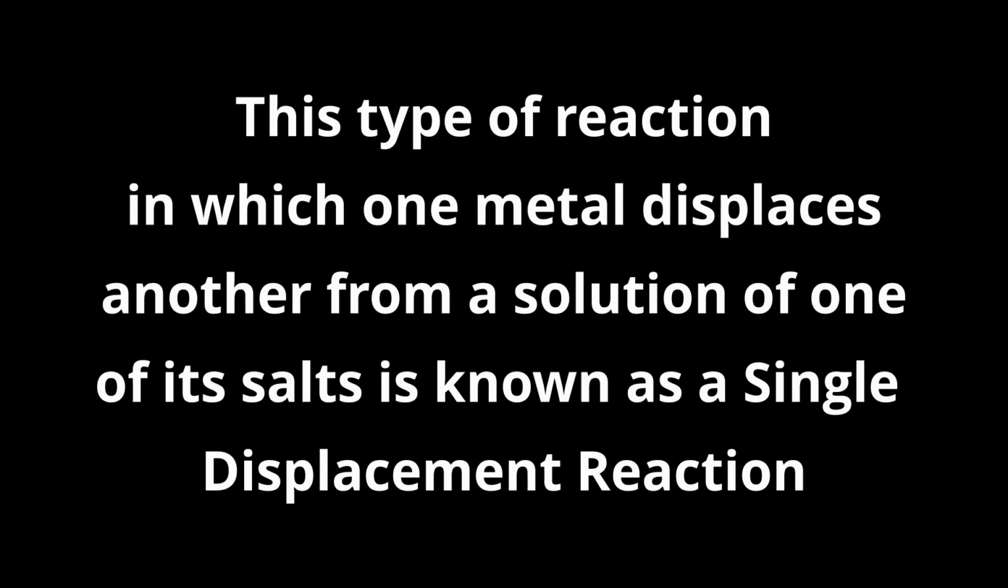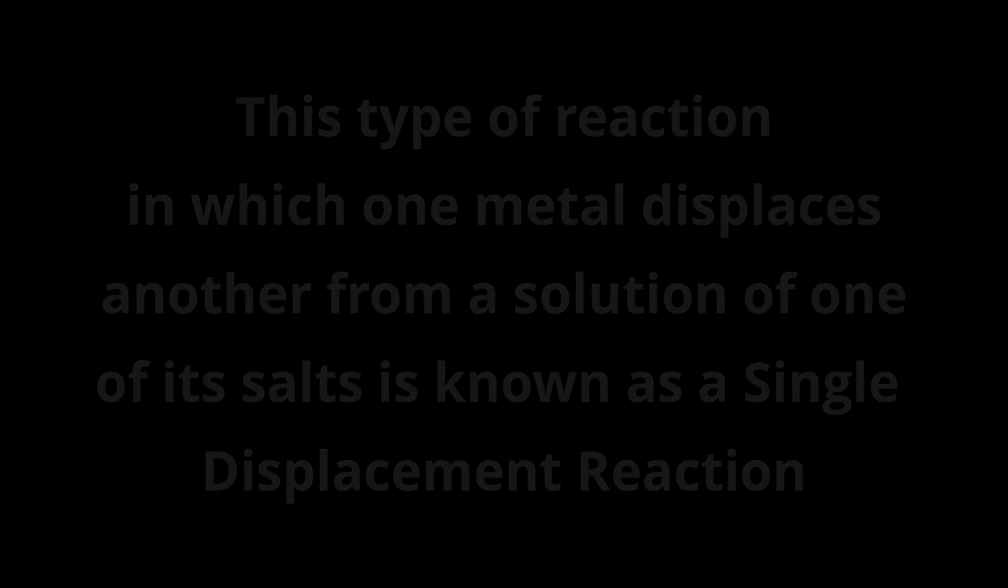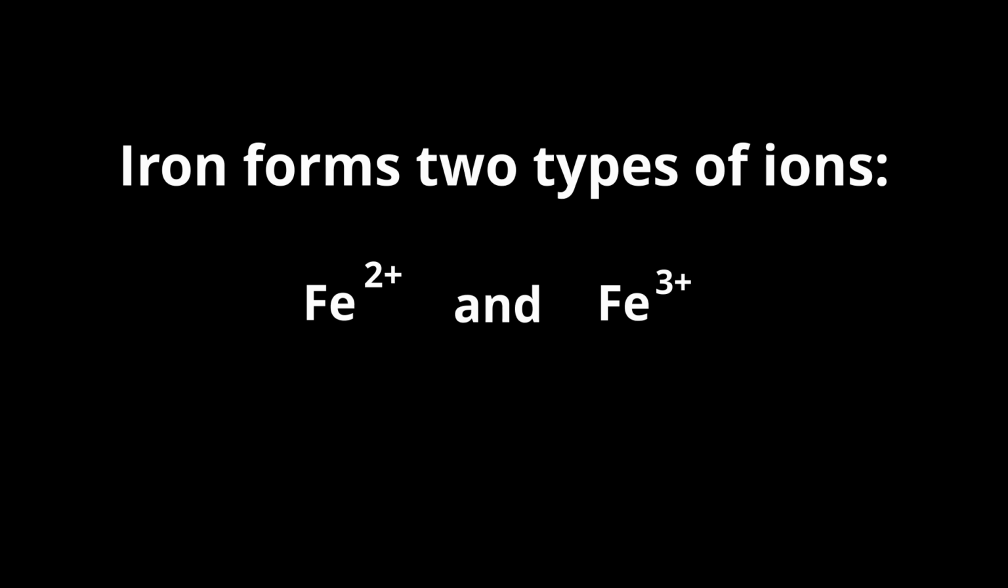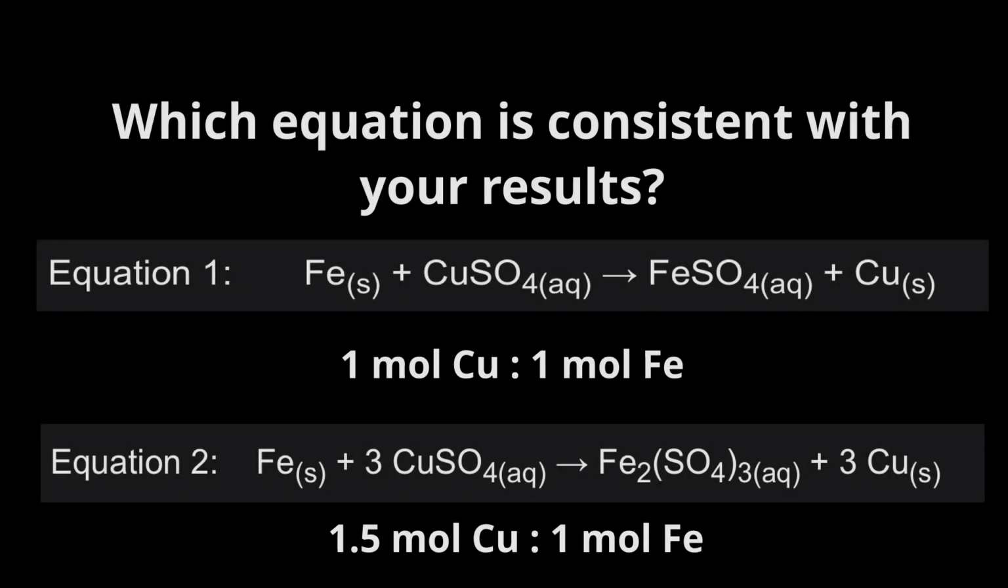This type of reaction, in which one metal displaces another from a solution of one of its salts, is known as a single displacement reaction. Iron forms two types of ions, namely iron 2+ and iron 3+. Your task is to find out which equation is consistent with the results of your experiment.